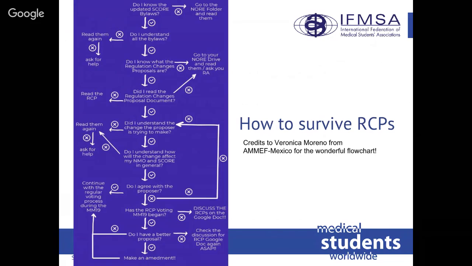Now, if you don't agree, you need to go back and try to contact the proposer, try to find out why the proposal is the way it is, and try to understand it better. If you still do not agree with the proposer, then you should go and discuss the regulation change proposals on the Google document. There, you have comment rights, which means you can leave comments all around the sheet. So please highlight the part of the text, explanation or regulation change that you would like to see changed or discussed and bring out your opinion.